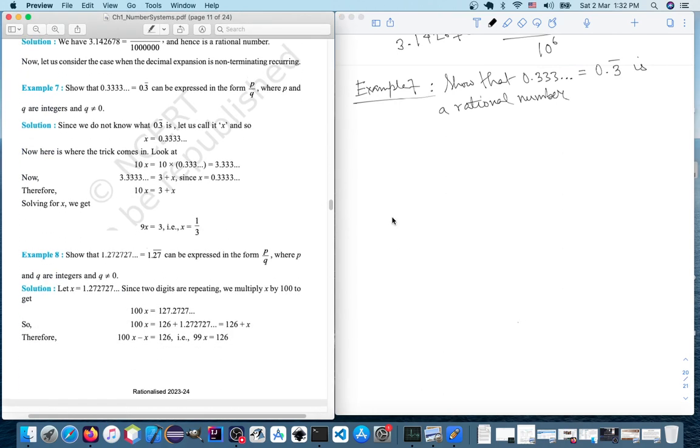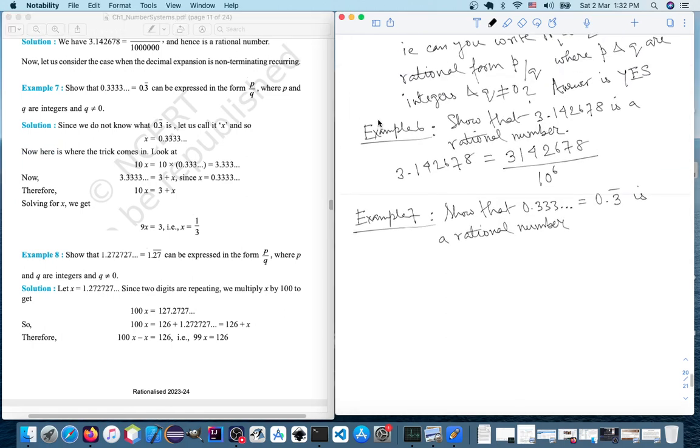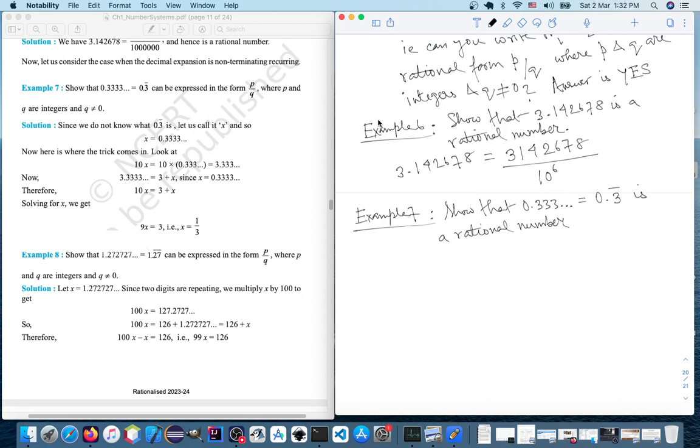Okay, so essentially what we are trying to do is write a given number which has a non-terminating recurring decimal in the form p by q. For a terminating decimal, it is easy. As I already said, you ignore the decimal point, take the whole number, write it down and divide it by 10 to the power. The power will be the number of digits after the decimal point.